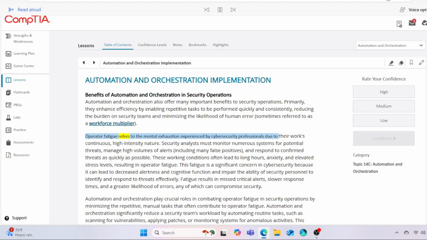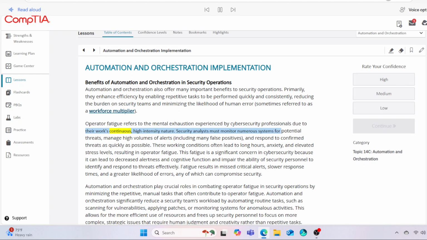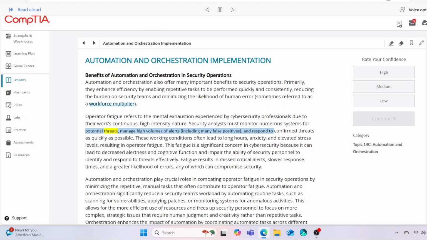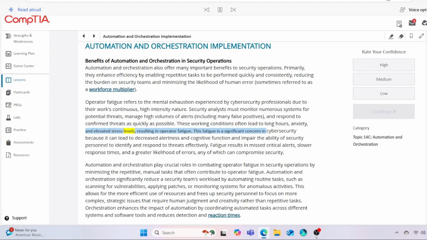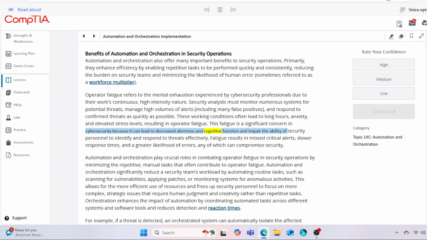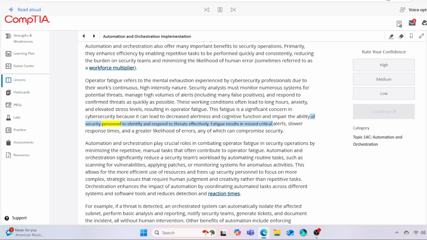Operator fatigue refers to the mental exhaustion experienced by cybersecurity professionals due to their work's continuous, high-intensity nature. Security analysts must monitor numerous systems for potential threats, manage high volumes of alerts, including many false positives, and respond to confirmed threats as quickly as possible. These working conditions often lead to long hours, anxiety, and elevated stress levels, resulting in operator fatigue. This fatigue is a significant concern in cybersecurity because it can lead to decreased alertness and cognitive function and impair the ability of security personnel to identify and respond to threats effectively.